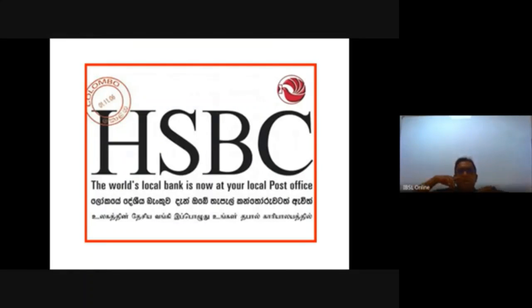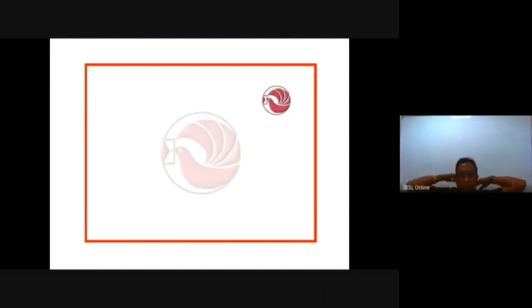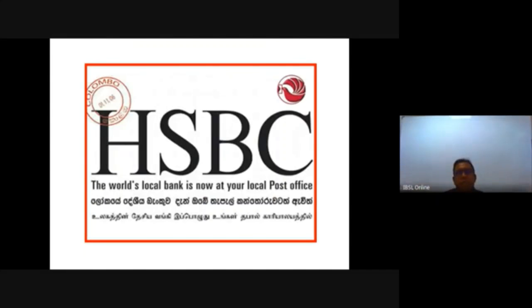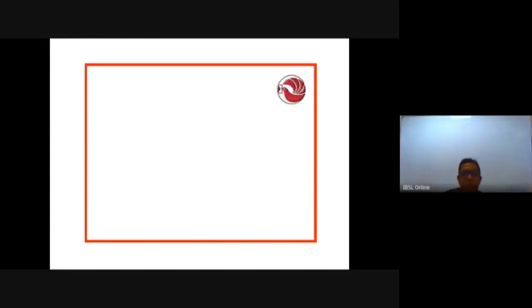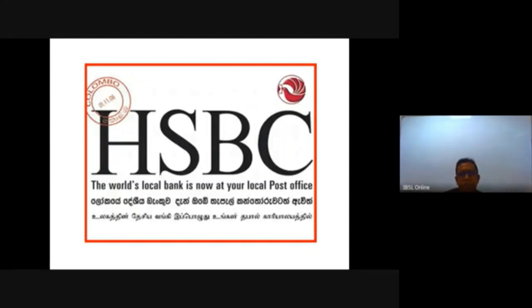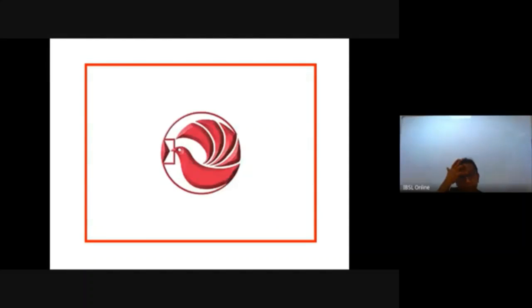And this is again a very innovative thing HSBC did. They linked up with selected post offices in Sri Lanka to deliver their products to customers around Sri Lanka. It's another very innovative distribution method they used, by linking up with post offices. It's a unique, non-traditional channel, not through branches, but through government local post offices.